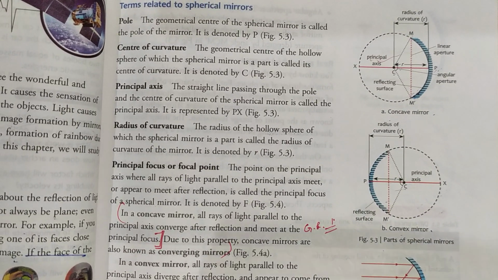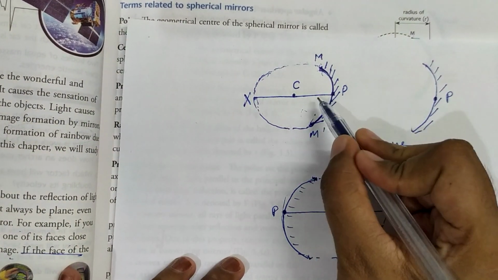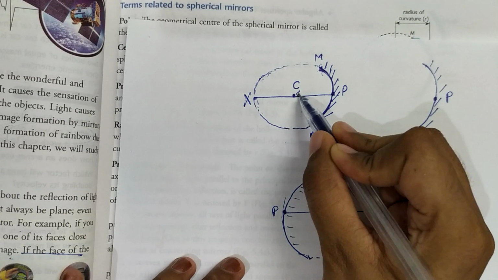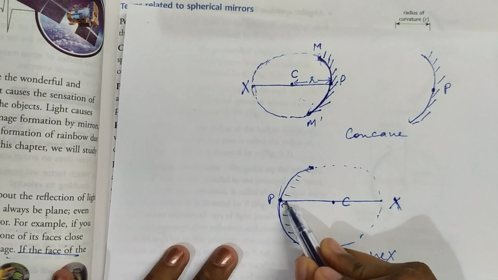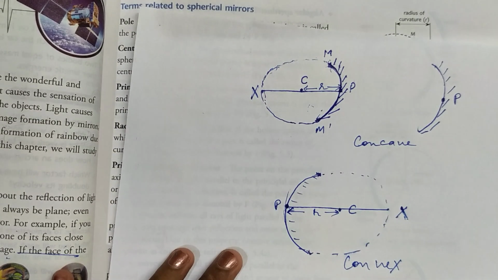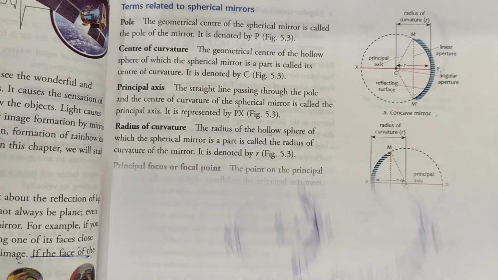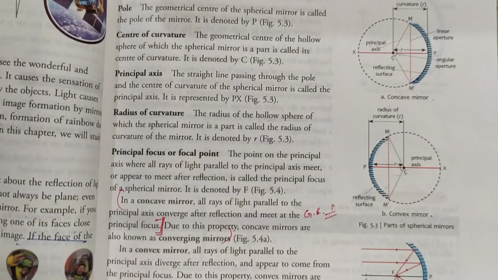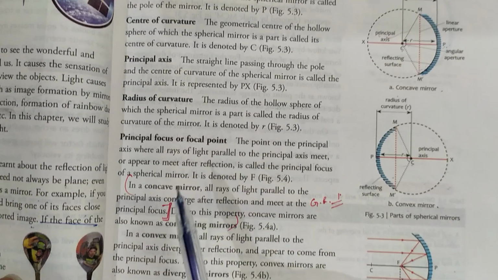Yes. And if I show you here on this paper, this length from pole till center of curvature is your radius of curvature. Okay, this length from pole till here is your radius of curvature. I hope children it is clear to you. Yes. Now, next is your principal focus or focal point.